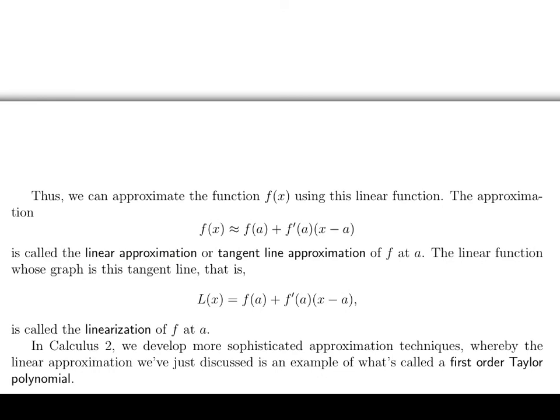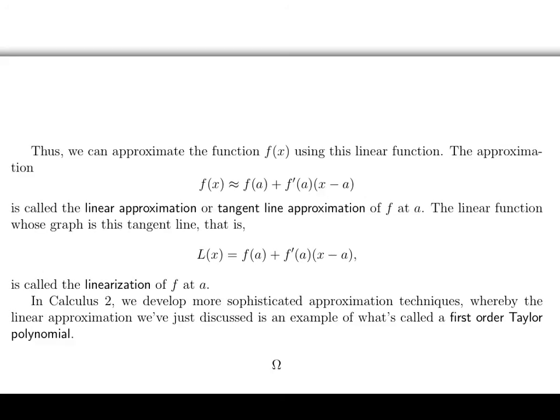Now in Calculus 2, we're going to develop somewhat more sophisticated approximation techniques. The linear approximation that we've just talked about will be an example of what's called a first-order Taylor polynomial. And we'll do things with second-order and third-order Taylor polynomials where we'll match up higher-order derivatives. But for Calculus 1, we're just going to mess around with the linear approximation, this first-order approximation. Okay, that's all for now.